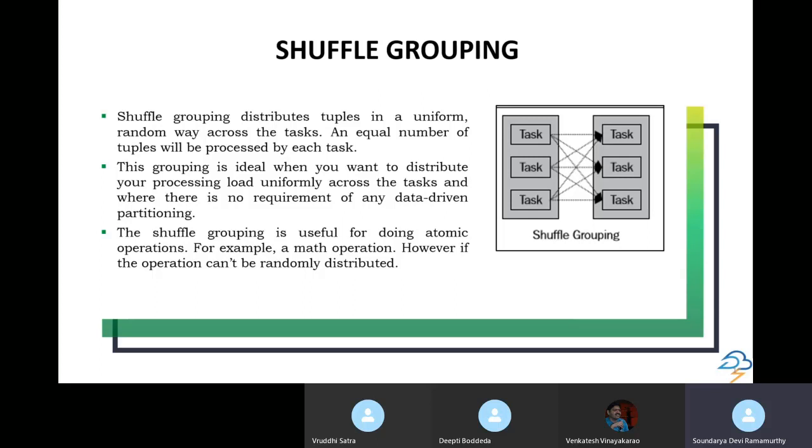For example, in the first one we are just counting the number of words in the document. We don't need to consider what the word is about. We just need to add everything that is coming inside the stream, the number of words. So we can use shuffle grouping for addition or that type of normal basic operations.